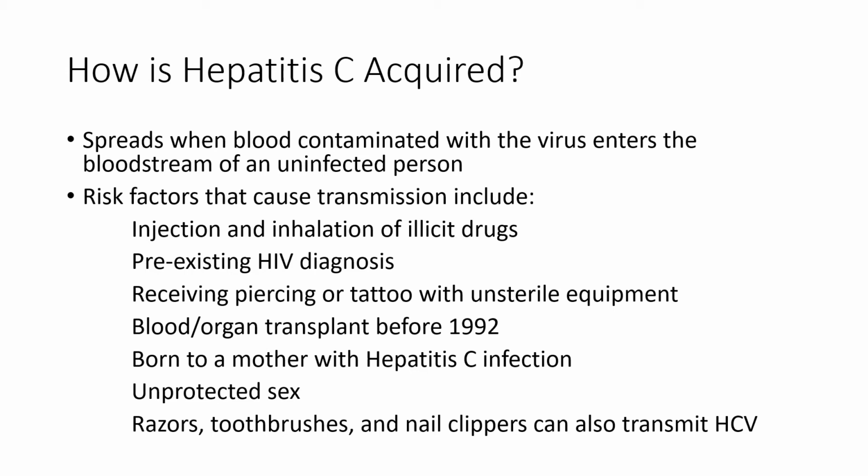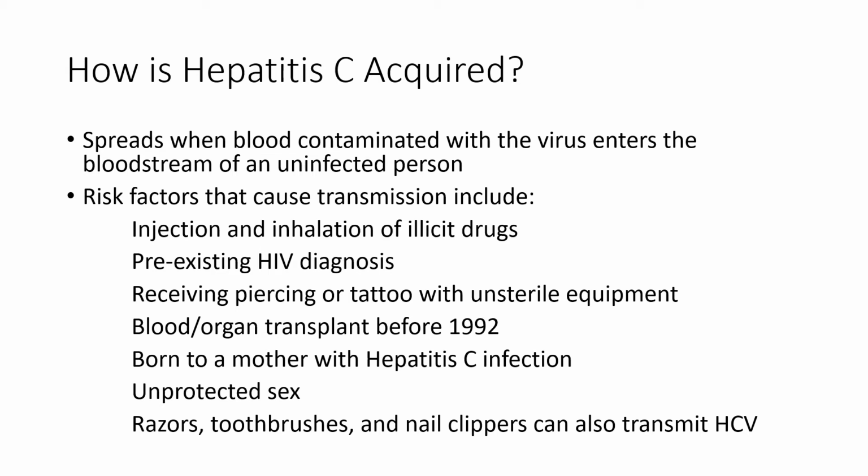Now, how is hepatitis C acquired? Hepatitis C spreads when blood contaminated with the virus enters the bloodstream of an uninfected person, and risk factors that cause transmission include injection and inhalation of illicit drugs, pre-existing HIV diagnosis, receiving a piercing or tattoo with unsterile equipment, blood or organ transplant before the year 1992.